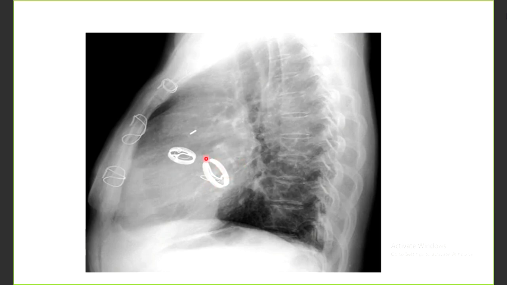This is a mechanical prosthetic valve, a tilting disc valve. You can see the disc tilting there, and obviously just close to the mitral, anterior to it, would be the aortic valve. This is also a tilting disc valve. This is also a mechanical prosthetic valve. You can see the sternotomy sutures as well.